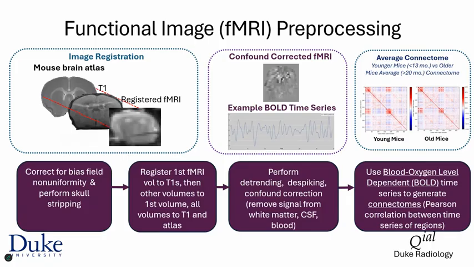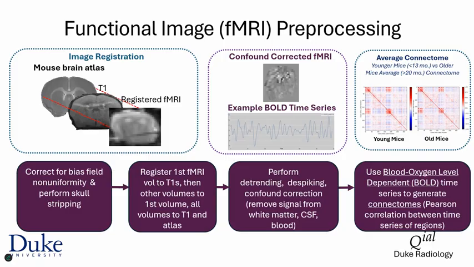After we pre-process our structural images, we pre-process the functional images. Again, like the structural images, we do a bias field correction and we perform skull stripping. The second part is to do a registration, which means we align our structural images with the anatomical image and the mouse brain atlas. Thirdly, we perform detrending and despiking on the bold signal. The bold signal is the blood oxygen level dependent signal. We also do confound correction, specifically removing signal from white matter, cerebrospinal fluid, and blood.